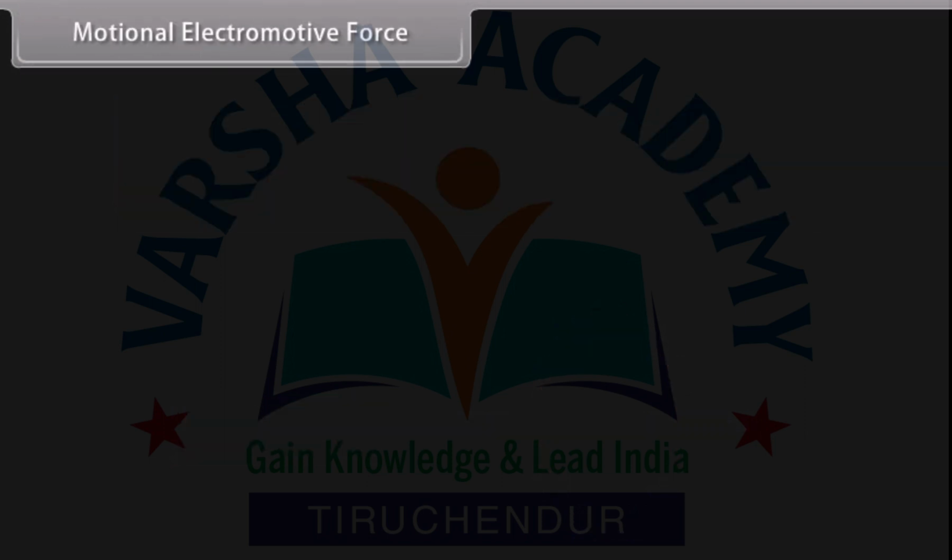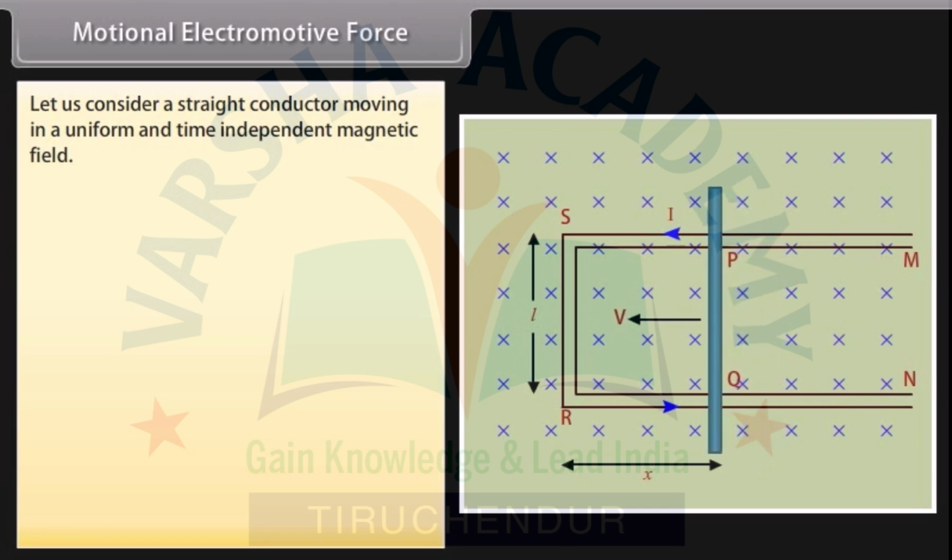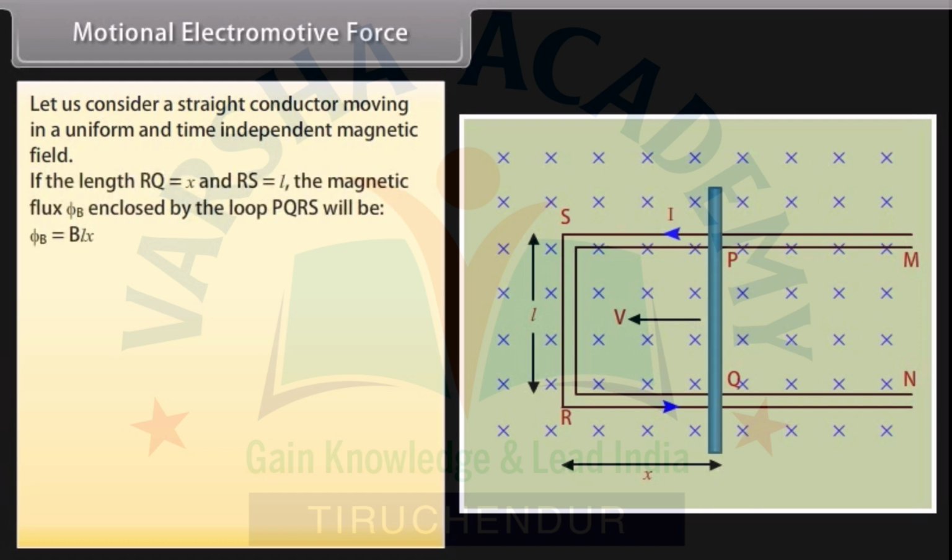Motional electromotive force. Let us consider a straight conductor moving in a uniform and time-independent magnetic field. Let a rectangular conductor PQRS, in which the conductor PQ is free to move. The rod PQ is moved with a constant velocity v. It is placed in a uniform magnetic field B, which is perpendicular to the plane of this system. If the length RQ is x and RS is L, the magnetic flux Phi_B enclosed by the loop PQRS is equal to BLx, but x is changing with time.